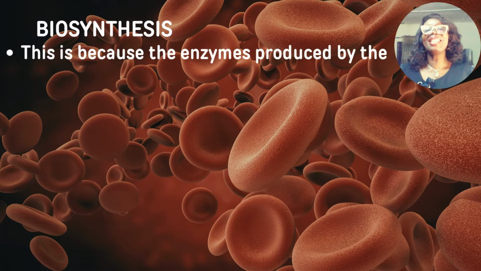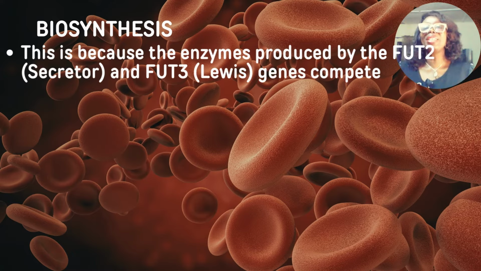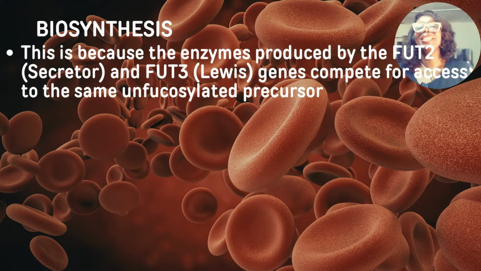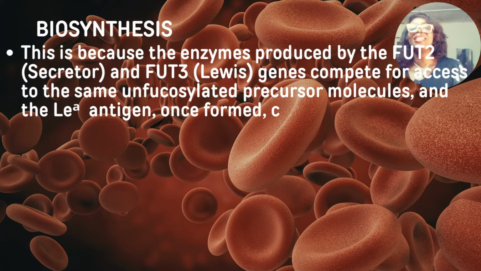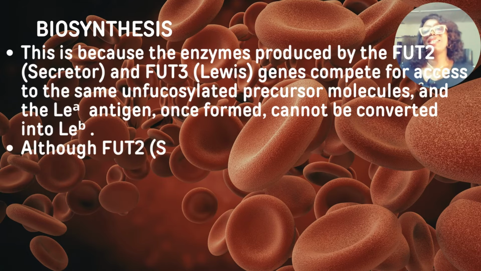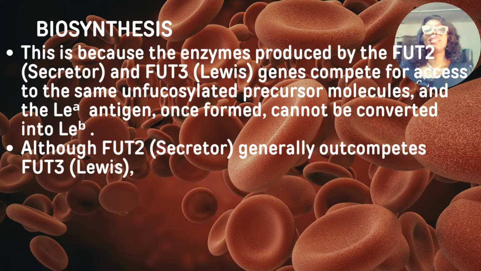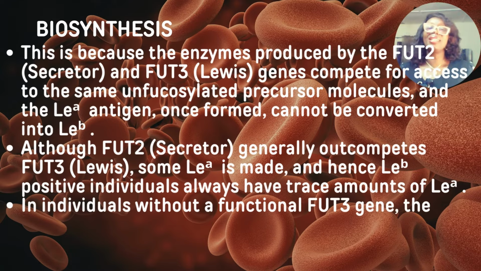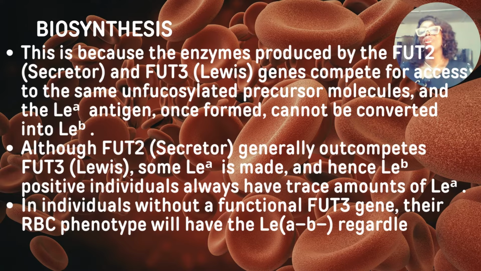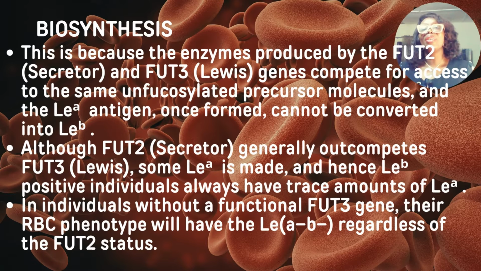This is because the enzymes produced by the FUT2 gene and FUT3 gene, that is the secretor gene and the Lewis gene, compete for access to the same unfucosylated precursor molecules, and this Lewis antigen A form cannot be converted to Lewis antigen B. Although the FUT2 gene generally outcompetes the FUT3 gene, some Lewis A is made, and hence Lewis AB positive individuals always have a trace amount of Lewis A in their system.